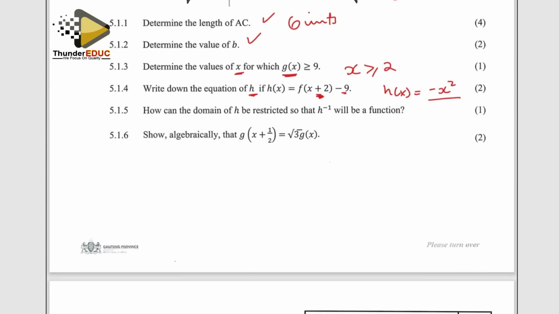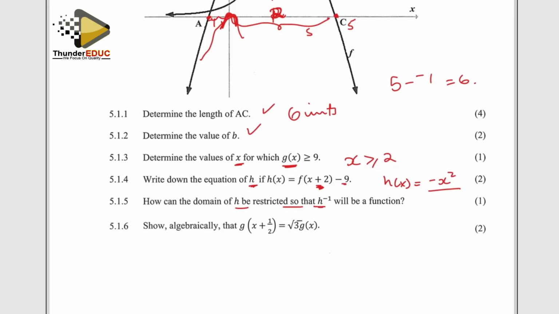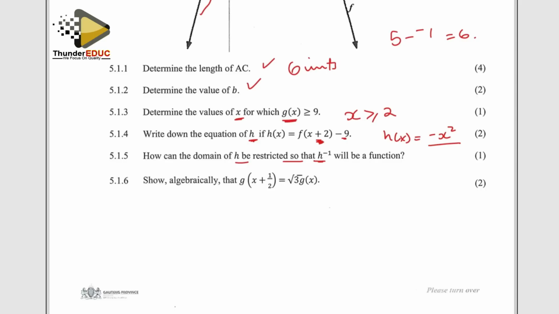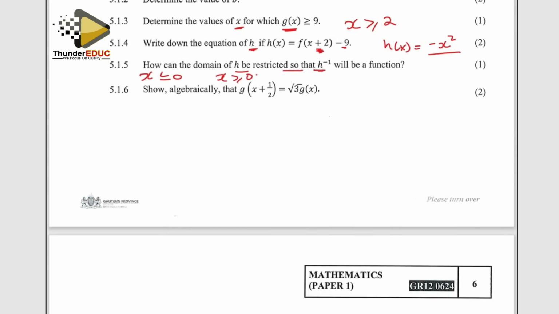Okay, that is done. Then how can the domain of h be restricted so that the inverse is also a function? So whenever we are doing restrictions, we always prefer to use the less or the greater. So that's the only restriction that can be done. Then can we show algebraically that g of x plus a half can be done?